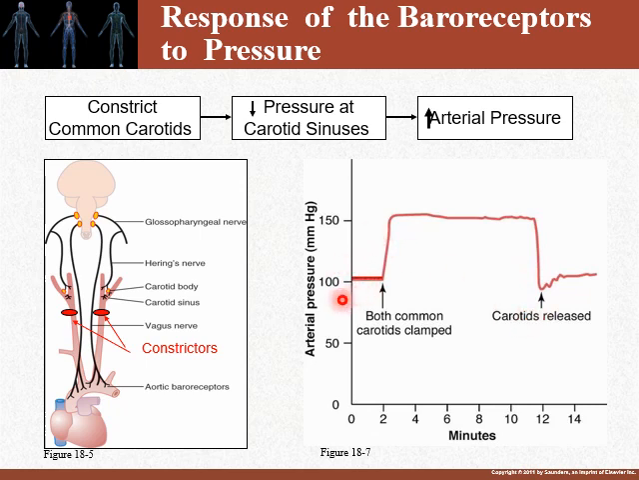So before clamping, the arterial pressure was normal, 100. After placing the clamps, you will notice a sharp increase in blood pressure to 150. And this will remain high until we remove or release the clamps. Then it will go back to normal. So we can conclude that applying clamps before the sinus will reduce the blood pressure surrounding the sinus, and reducing pressure surrounding the sinus will result in an increase in the arterial pressure, because of the increase in sympathetic vasoconstrictor tone and the reduction of the vagal tone.